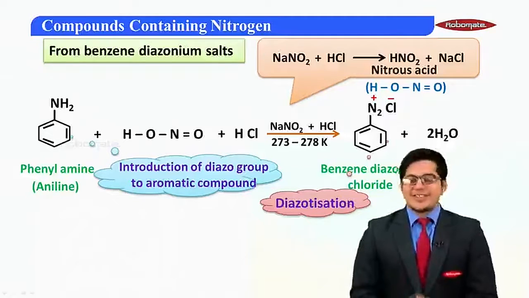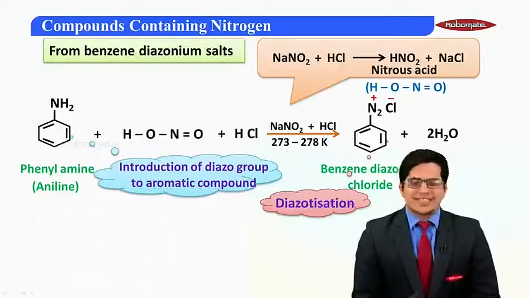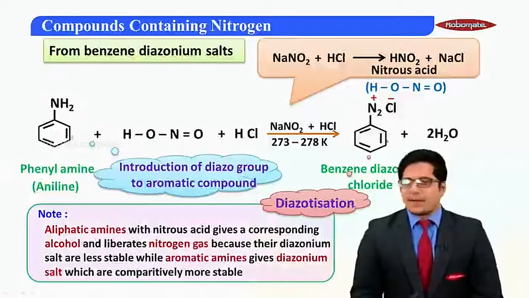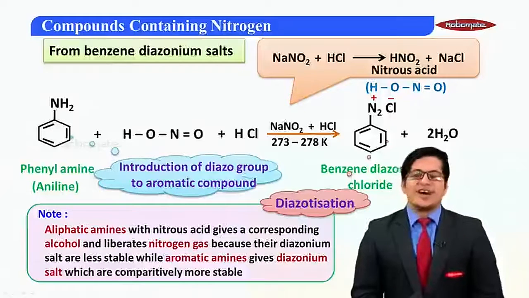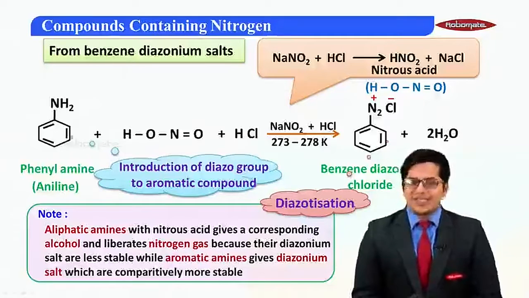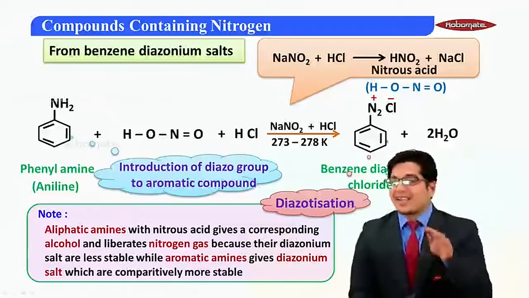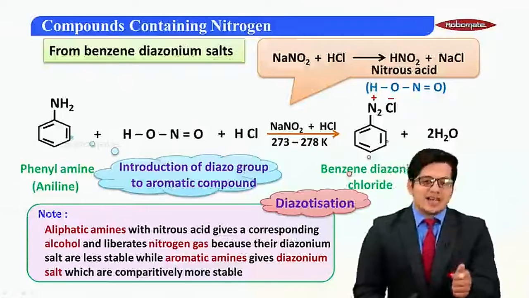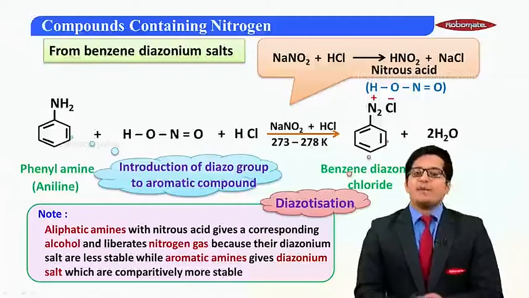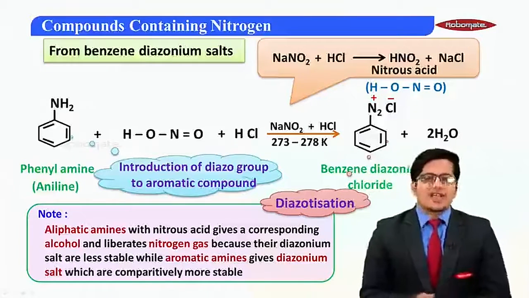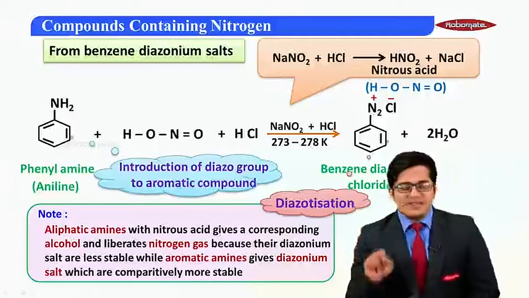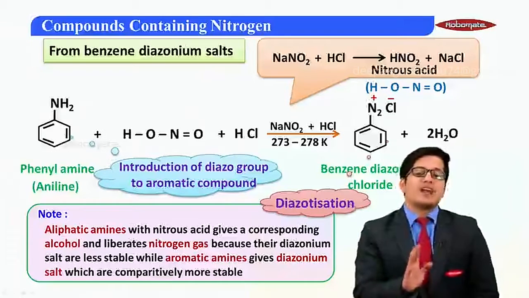Now students, there comes a very important point in this entire discussion. The point says that aliphatic amines with nitrous acid give the corresponding alcohol and liberate nitrogen because their diazonium salts are less stable, while aromatic amines give diazonium salts which are comparatively more stable. Thus, the reaction stops at the diazonium level, whereas in the previous case it went up to the alcohol level.